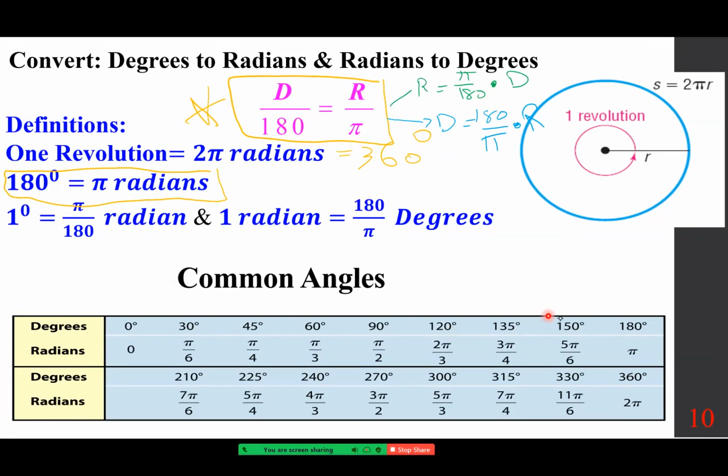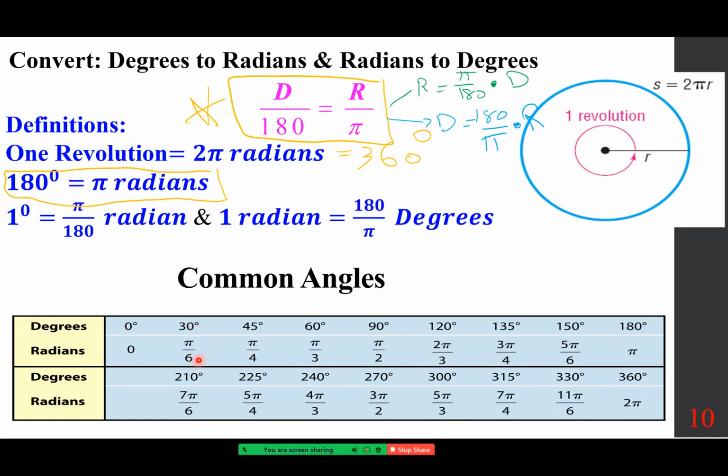Now there are some common angles. I think most everybody knows 0 degrees is the same. 30 is pi over 6. 45 is pi over 4, 60 is pi over 3, 90 is pi over 2, 120 is 2 pi over 3, 135 is 3 pi over 4, 150 is 5 pi over 6, 180 is pi, and the rest of them. Those are common angles. We probably have seen them too often not to remember, but if we don't, just as long as you remember this part, you can easily convert the other one.